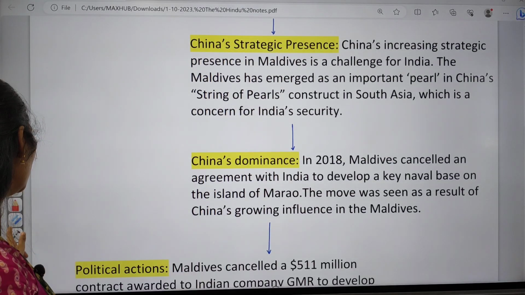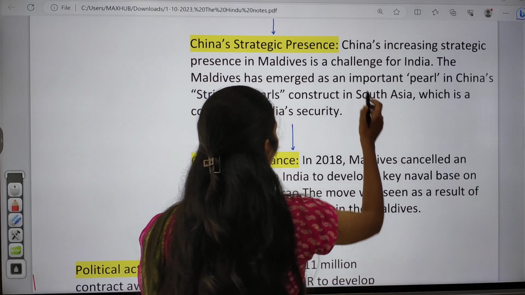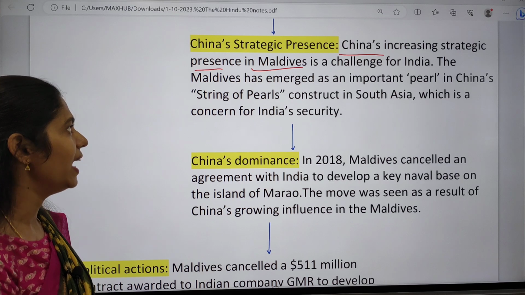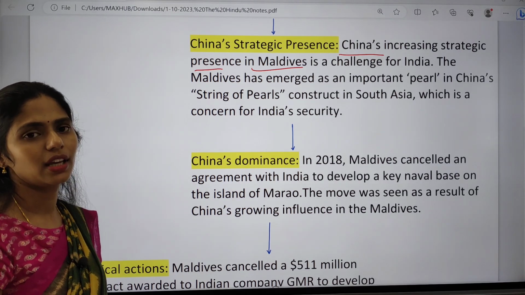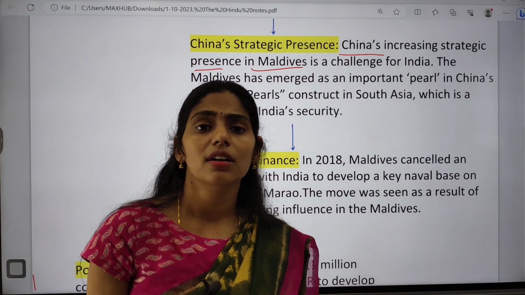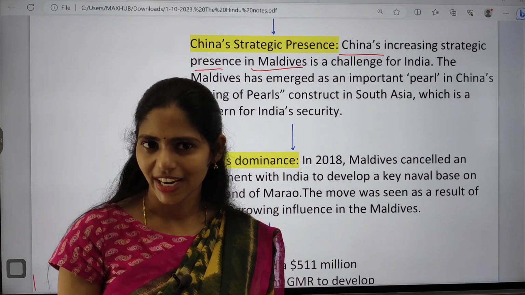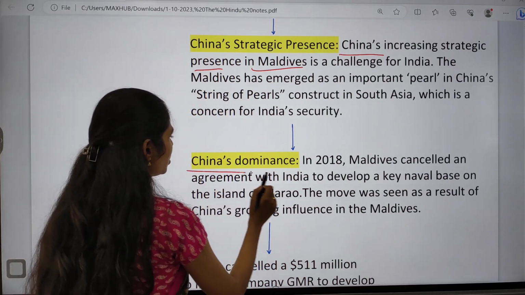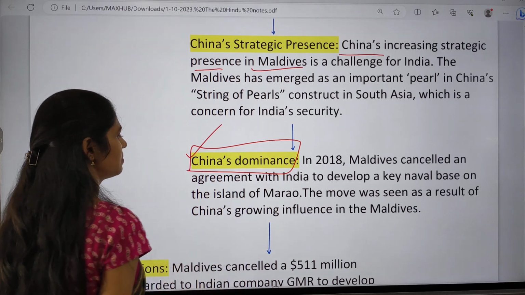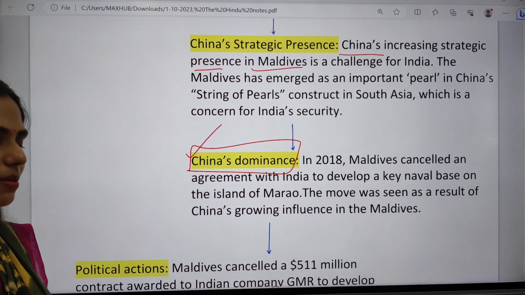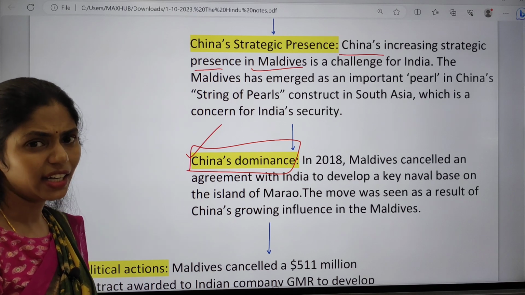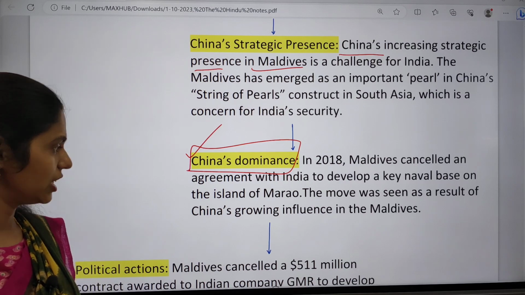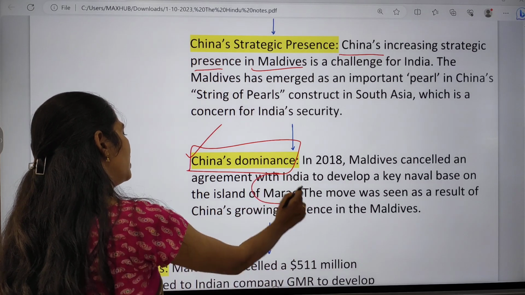And the next one is Chinese strategic presence. The increasing Chinese strategic presence in the Maldives is one of the challenges for India. The Maldives has also been formed as a part of China's String of Pearls, so it is also against India. And the next one is the increasing Chinese dominance in the Maldives. Most of the projects are taken by China, and China even came up with developing a naval base in the Maldives, especially on the island of Marao. So it is very important.